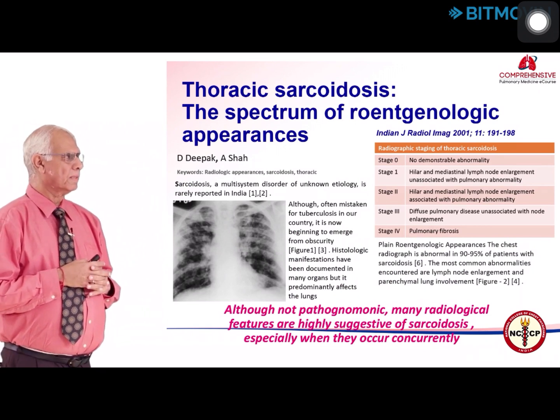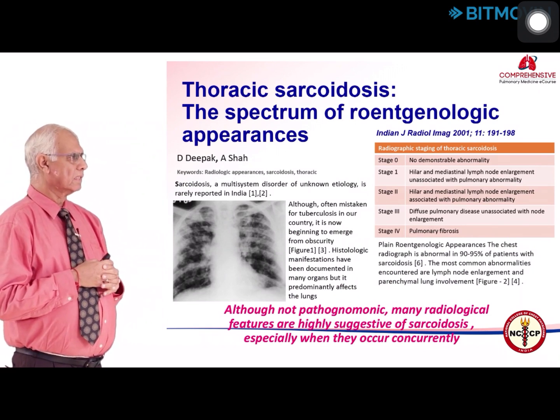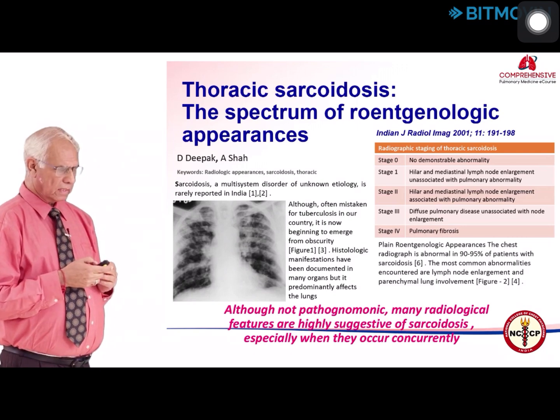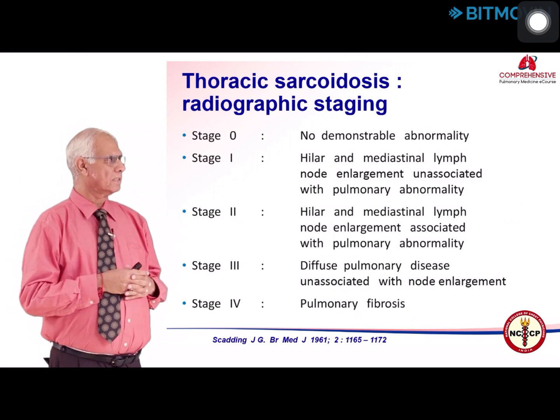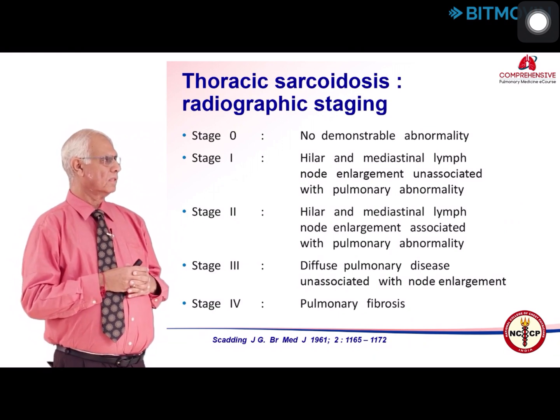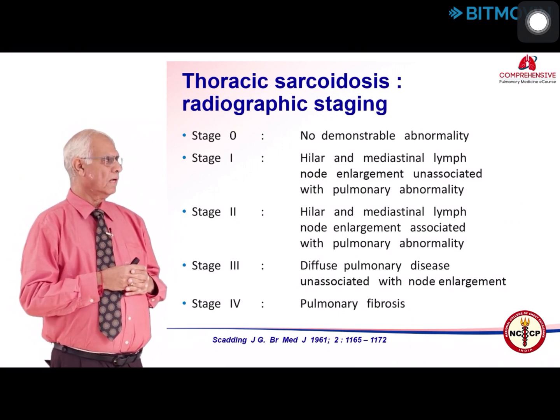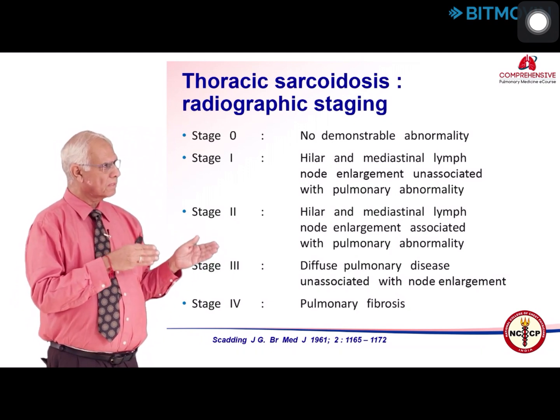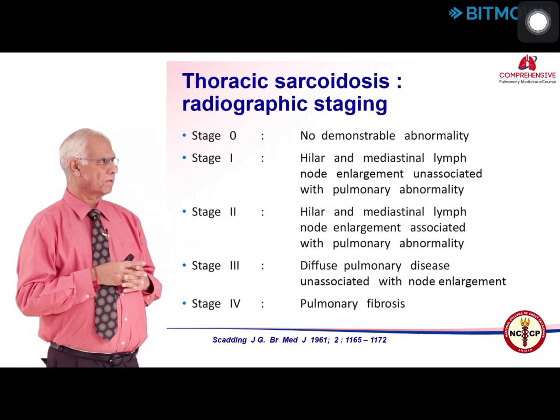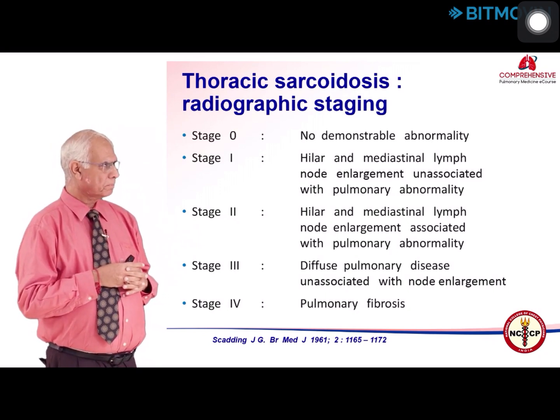Although not very pathognomonic, many radiological features are highly suggestive of sarcoidosis, especially when they occur concurrently. Radiologically we classify sarcoidosis into 5 stages, stage 0 to 4. These are actually not stages or phases, as they do not pass from one stage to another, but these are types of sarcoidosis. We may just clarify that.